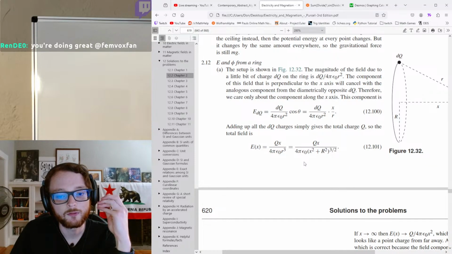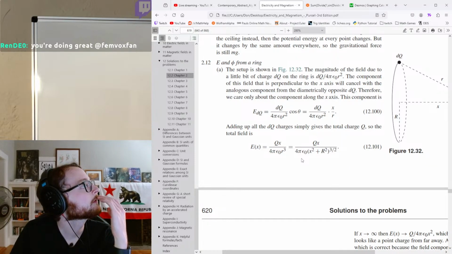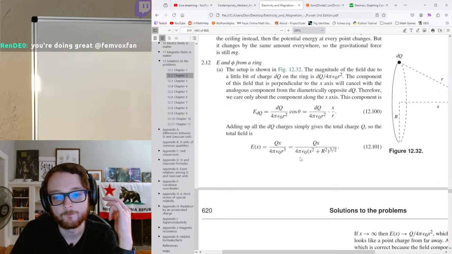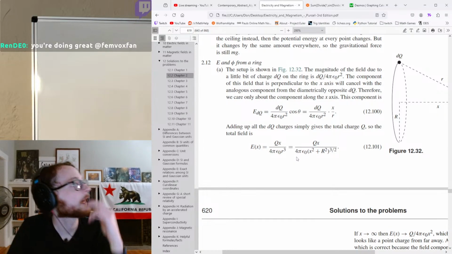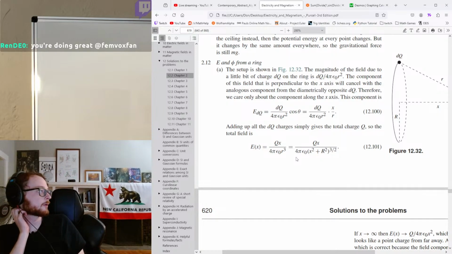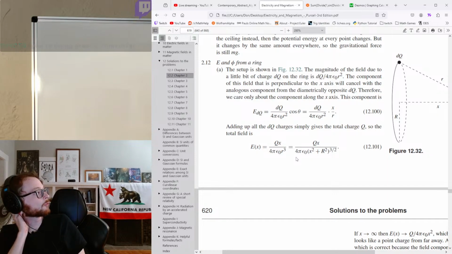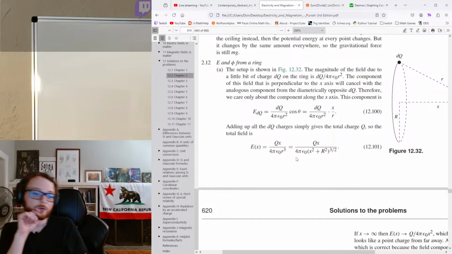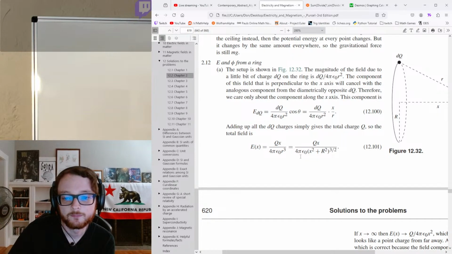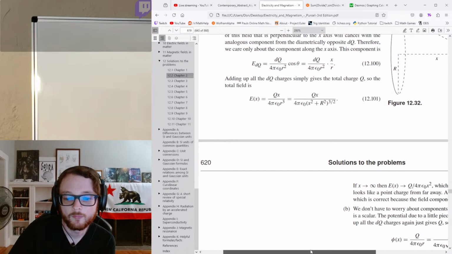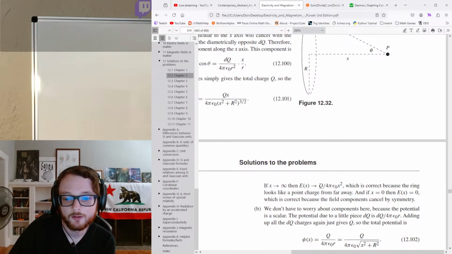So the value for E, they said Q, capital Q, X. Okay, I wrote mine in a different form. If you convert my thing into total charge, it matches. Okay. If X approaches infinity, this thing looks like a point charge. Okay.